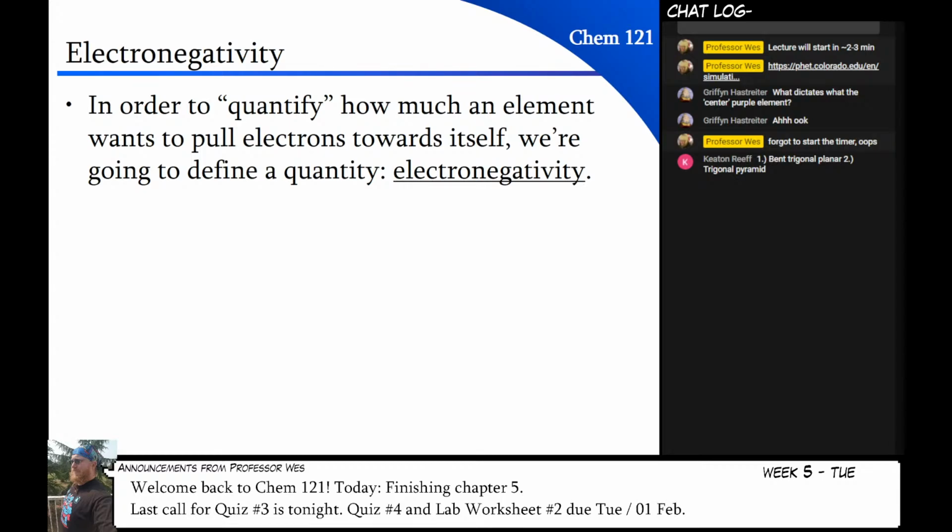Anyway, we're going to quantify this property. How well do atoms pull electrons towards themselves? We're going to call that quantity electronegativity. So electronegativity is the ability of an atom to pull electrons through the bond. Atoms with higher electronegativity are stronger. They're going to pull the electrons closer to them.